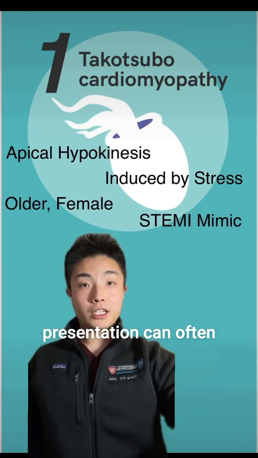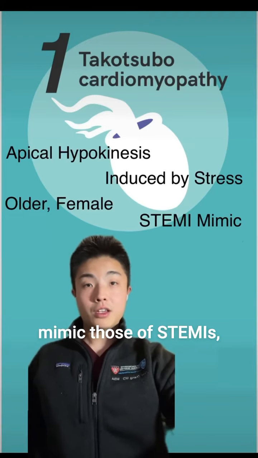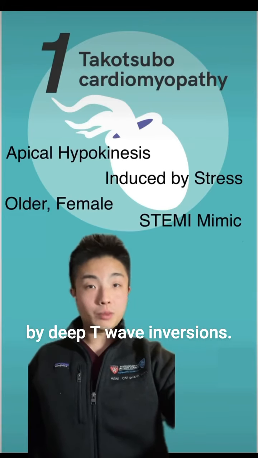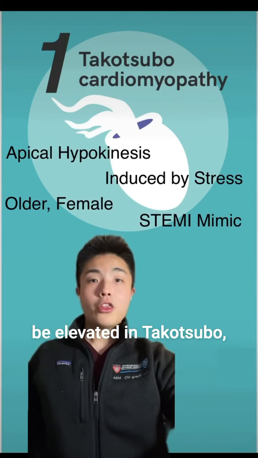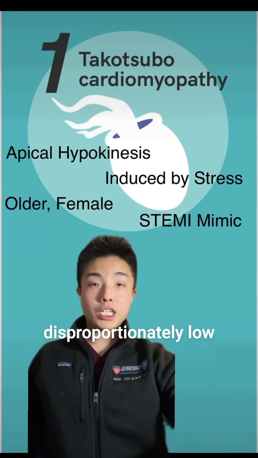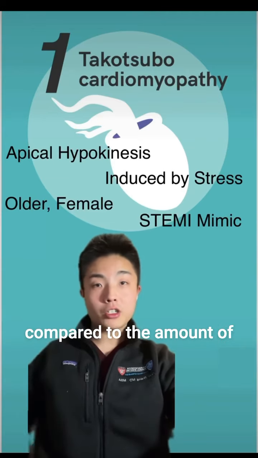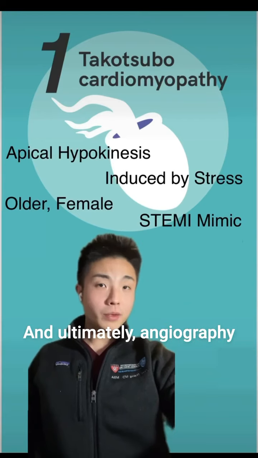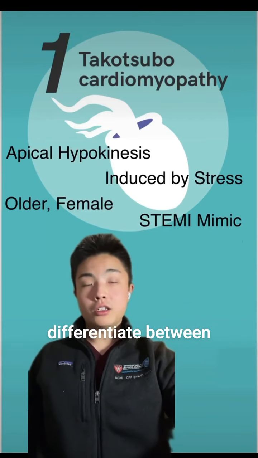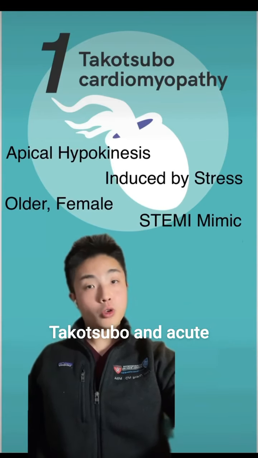Takotsubo's clinical presentation can often mimic that of STEMIs, with ST changes followed by deep T-wave inversions. And troponin can also be elevated in Takotsubo, though its degree of elevation may be disproportionately low compared to the amount of wall motion abnormalities often seen on echo. And ultimately, angiography may be needed to differentiate between Takotsubo and acute coronary syndromes.